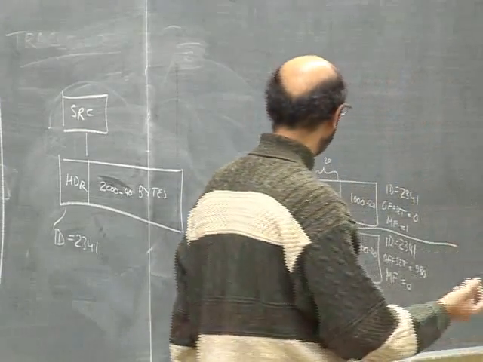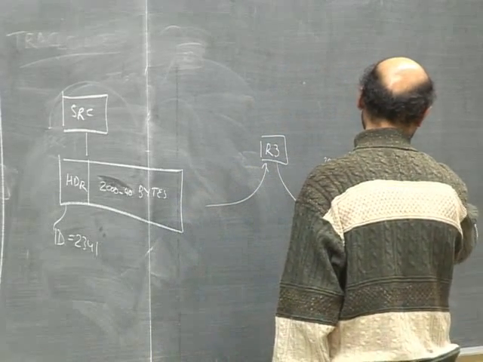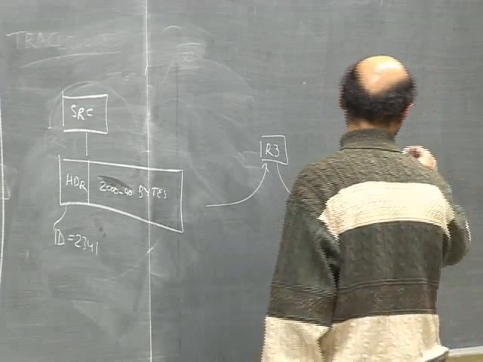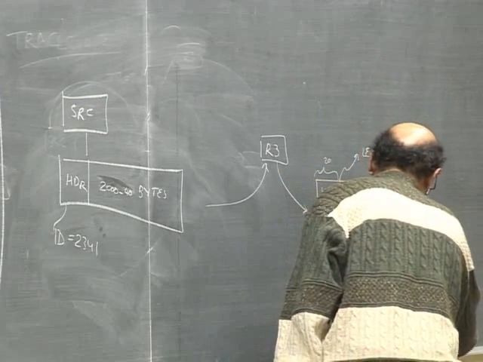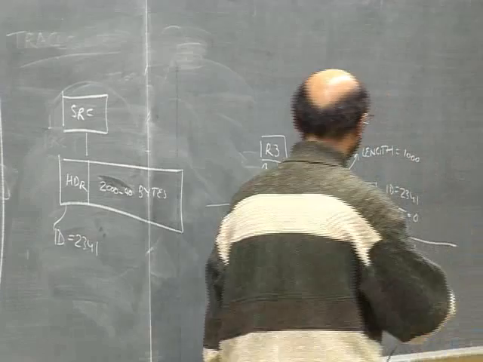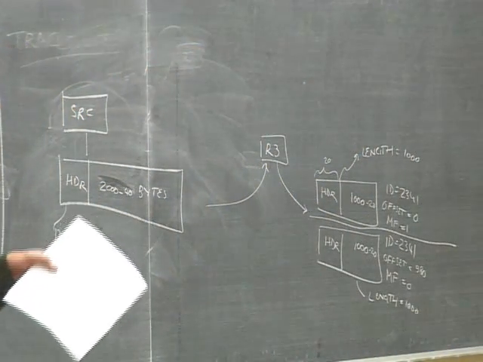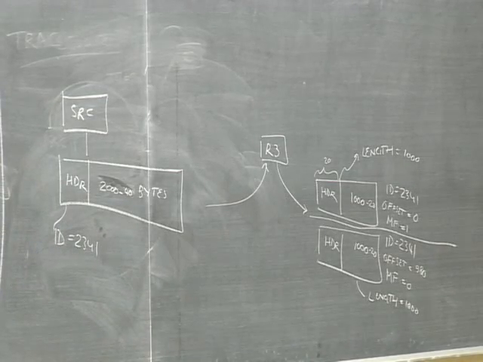And then, of course, we have the length field. The length for this one is going to be 1,000, and for this one also 1,000, because each fragment itself is an IP packet, so the length field refers to that IP packet.